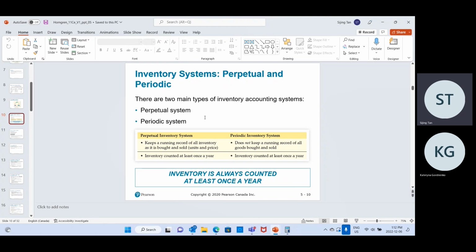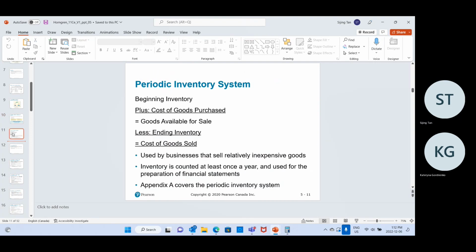A periodic inventory system does not keep a running record of all goods. If you go to a store that uses the periodic system, looking for one product, and they do not have it, they have no record of whether the other store has it. So they will not know. But whichever inventory system the store uses, the inventory is counted at least once a year. So that is the periodic inventory system.